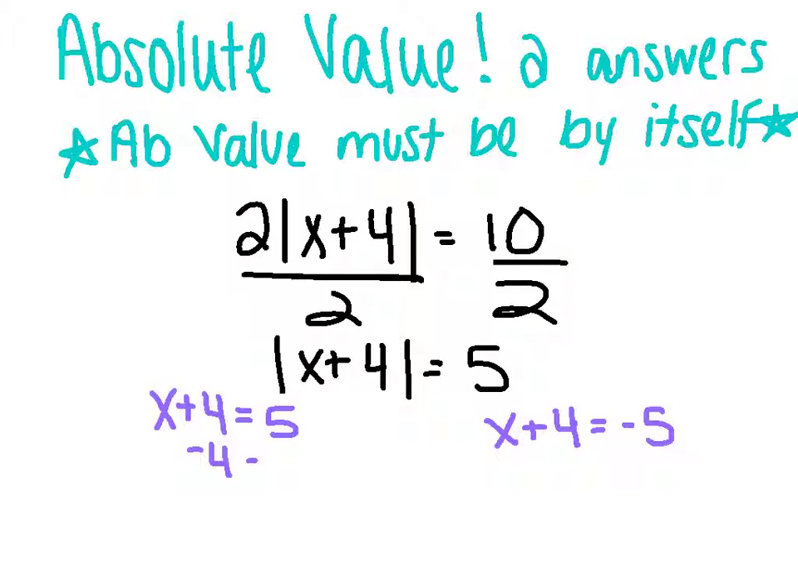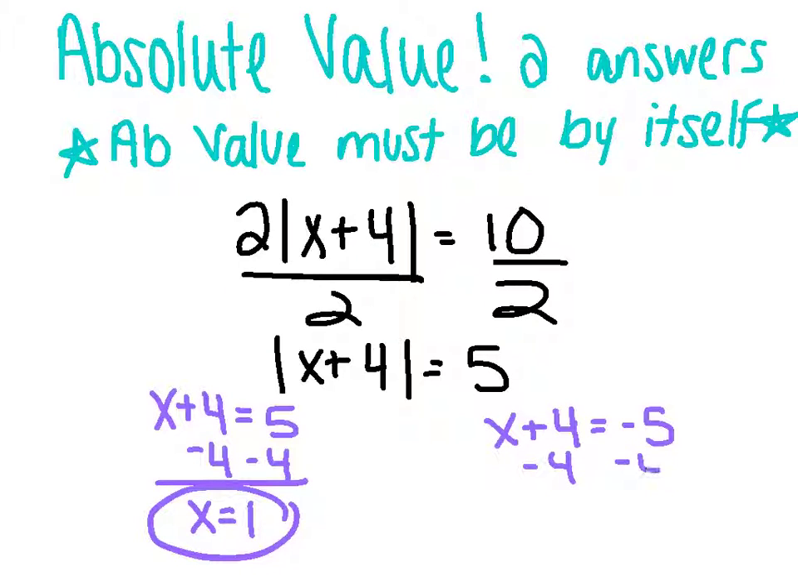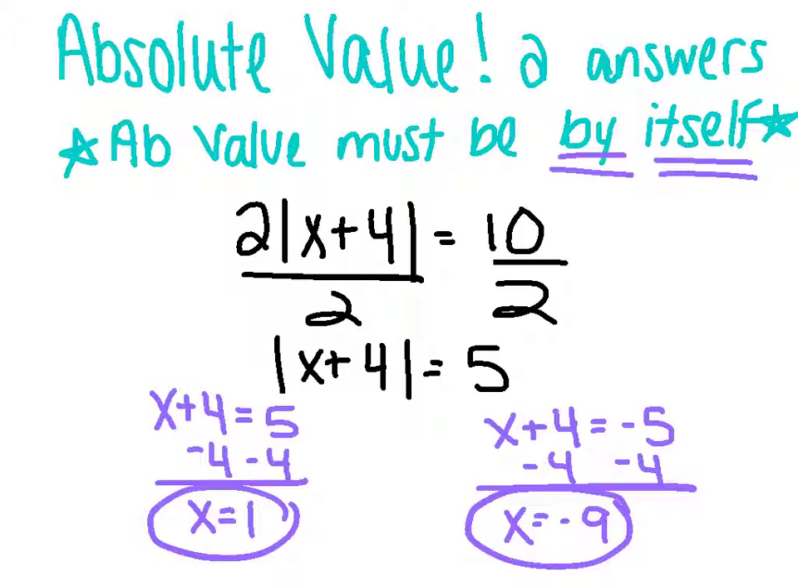Now I can solve. x equals 1, and x equals negative 9. 2 answers. Mrs. Riggle said, as she was checking your homework, the biggest mistake here was you guys forgot to get the absolute value by itself before you split it into 2. You have to have the absolute value by itself before you split it into 2 equations.